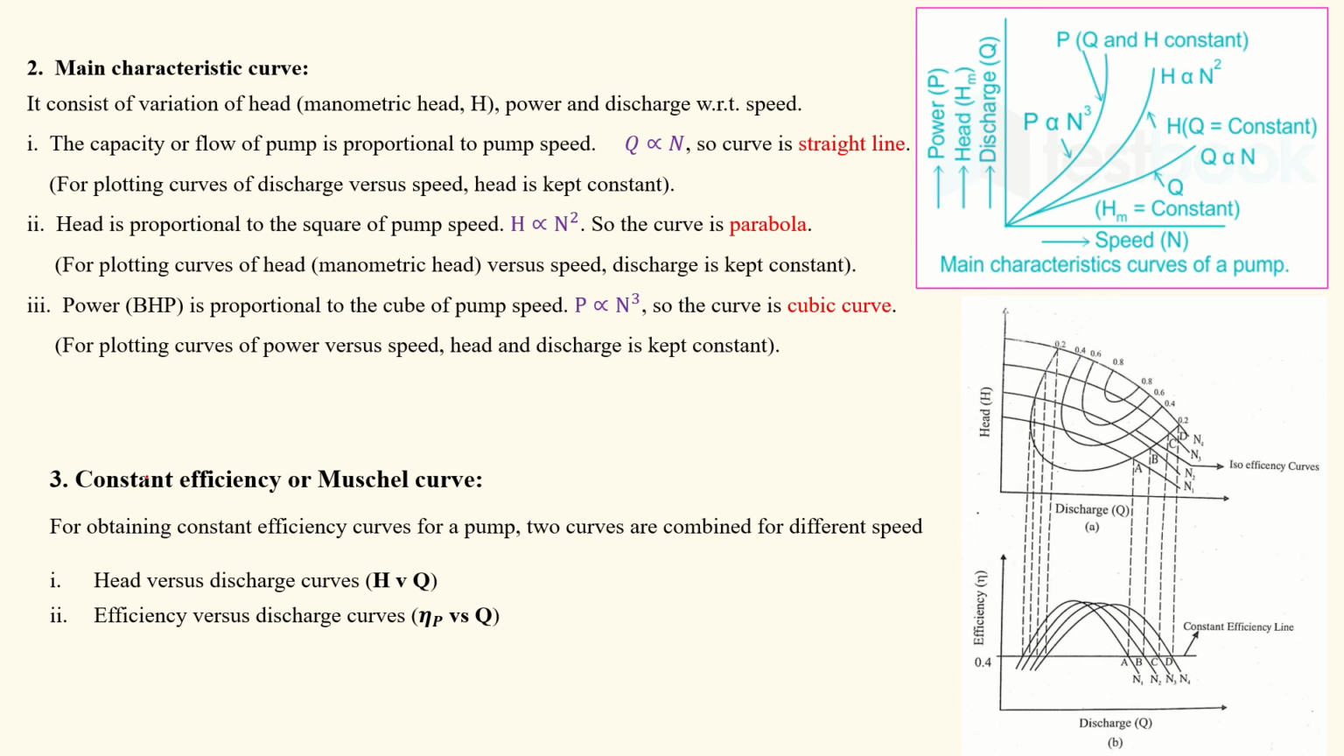And the last one is your constant efficiency or muschel curve. This constant efficiency curve is obtained from the combination of two graphs, head versus discharge and again efficiency versus discharge. The combination of both curves gives the constant efficiency curve. That is important. Constant efficiency is also called iso-efficiency curves. So this is the iso-efficiency curves of the pump. Thank you.